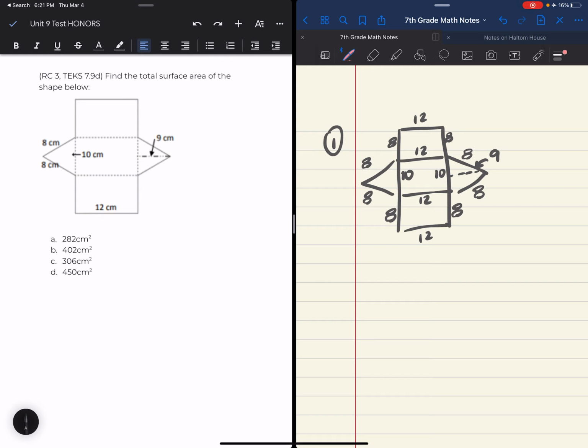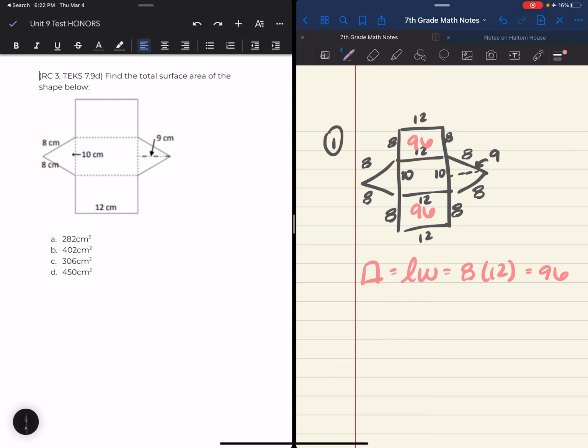So I see that this is 8 by 12, and that's length times width. Now, I know what 8 times 12 is off the top of my head, and that's 96. But if you don't, then work it out. And then I always like to write the area inside my shape, so I know I've already found it. And did we notice there's 2 of those 8 by 12s?